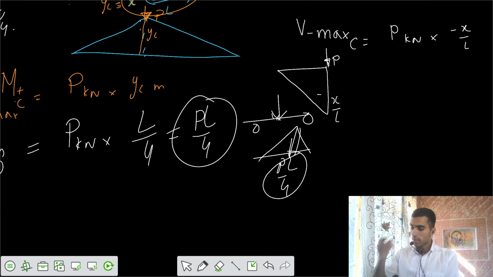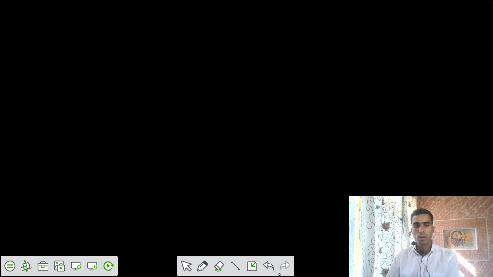Now let's take the second case, when the UDL of length D is greater than the span length L of the beam. So your second case is a UDL of length D greater than the span length L. There is a simply supported beam having span L, and we say this is greater than D.